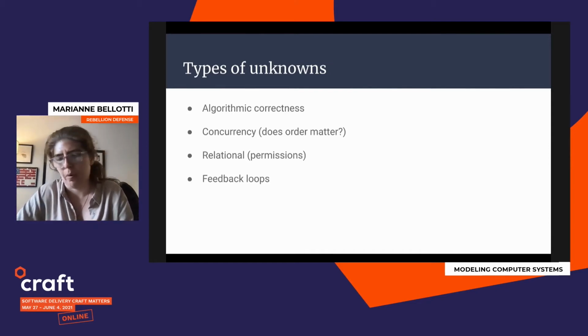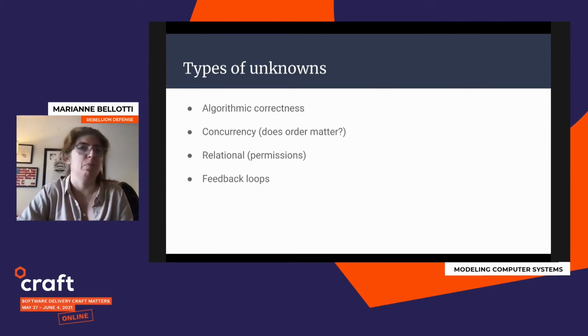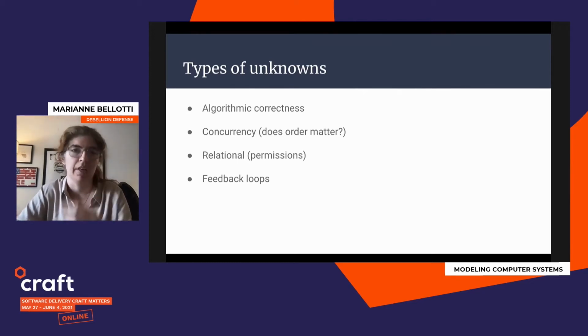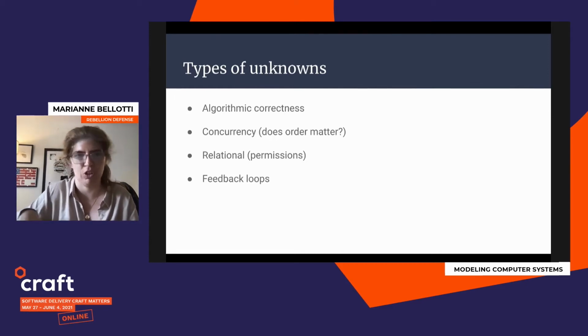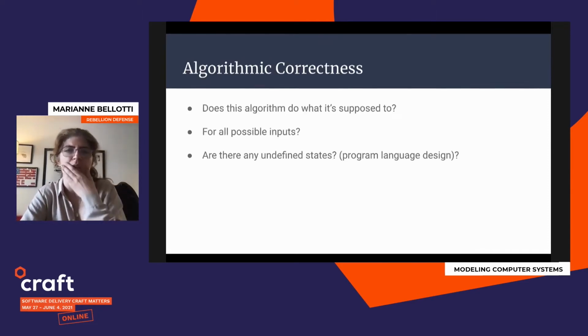Relational, and when we're talking about relational, we're not really talking about relational data so much as hierarchies of permissions and roles and groups and how systems relate to one another. And then the last area is feedback loops, right? As the system continues to operate and do the same functions over and over again, is there something that accumulates that changes fundamental behavior? And so we're going to start with algorithm correctness, right?